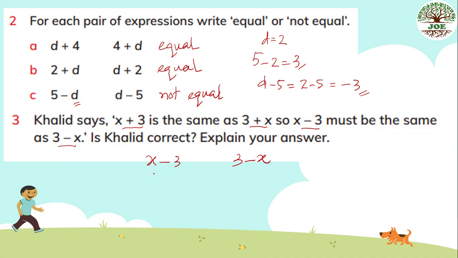If x is 5, 5 minus 3 is 2. And 3 minus 5 is negative 2. So they give different answers. So x minus 3 and 3 minus x are not equal. So Khalid is incorrect.